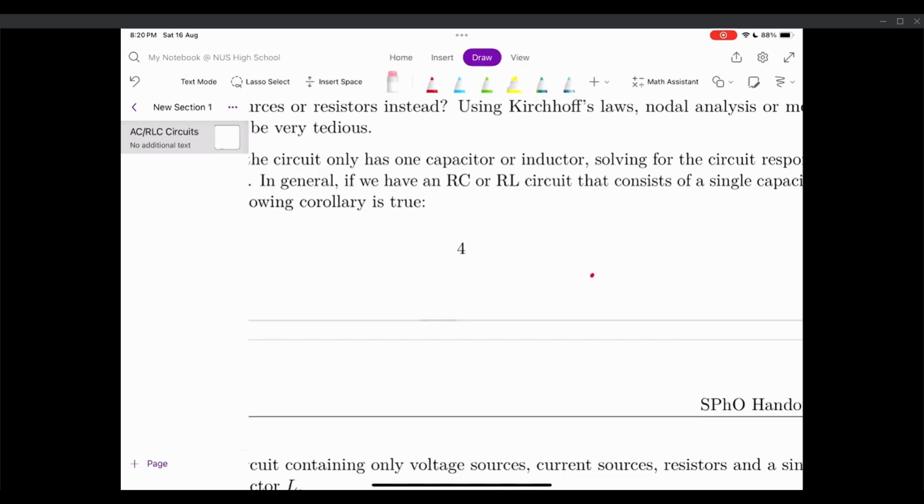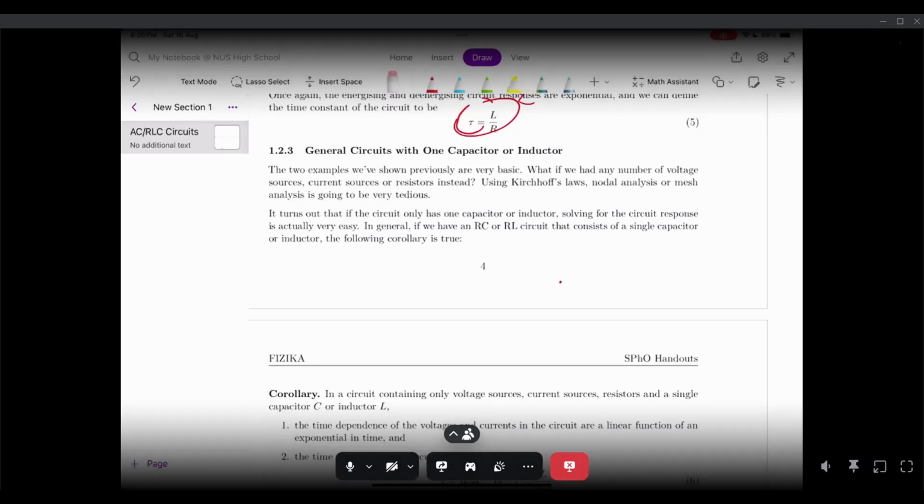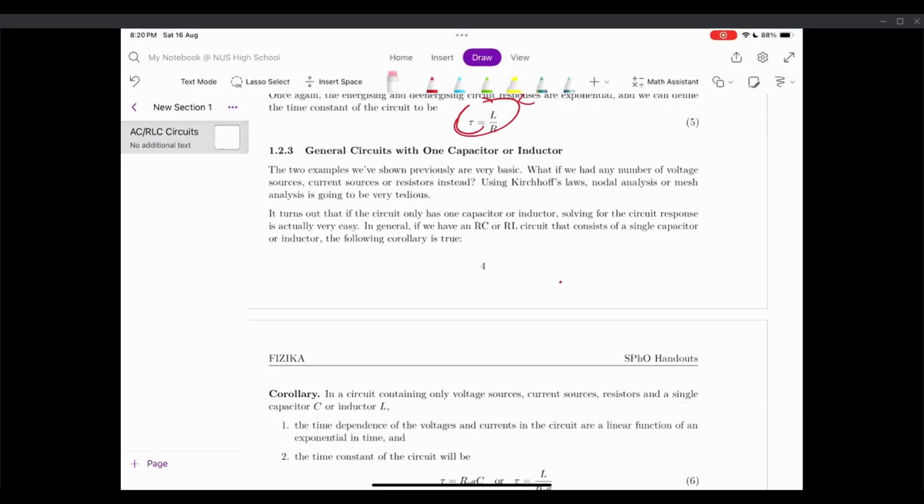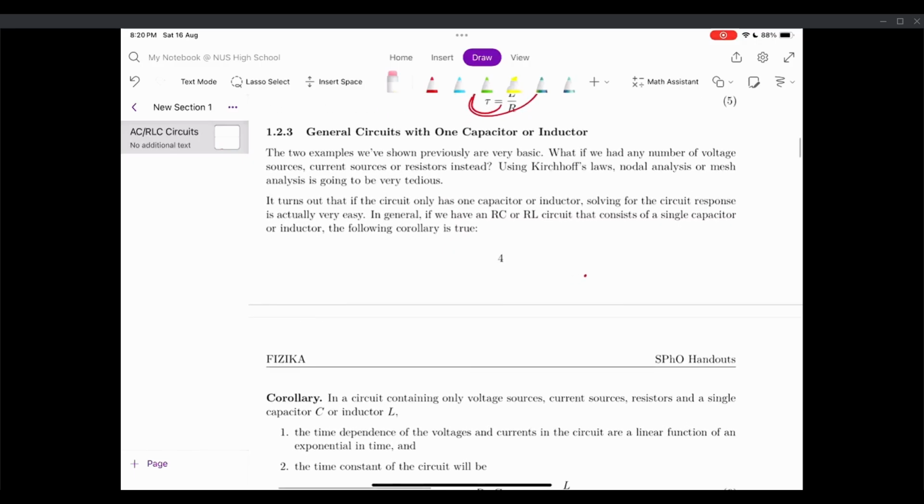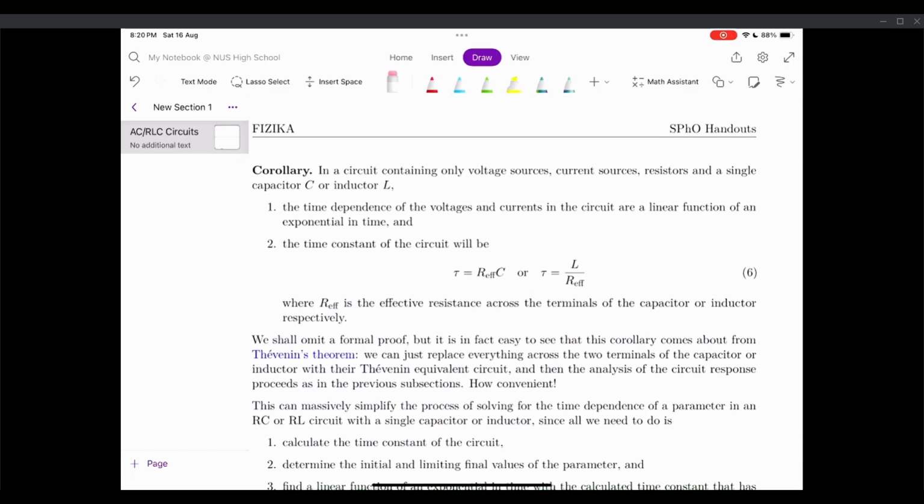Basically, let's say you had some really complicated circuit with a lot of resistors, and your goal is to solve for the time dependence. It might seem really complicated to apply Kirchhoff's laws, especially if you had many loops, but there's actually a corollary which allows us to really quickly determine the time dependence of something which only involves one capacitor or inductor. It states that if you have a circuit which only has voltage sources, current sources, resistors, and a single capacitor, your time dependence is always going to be a linear function of an exponential in time.